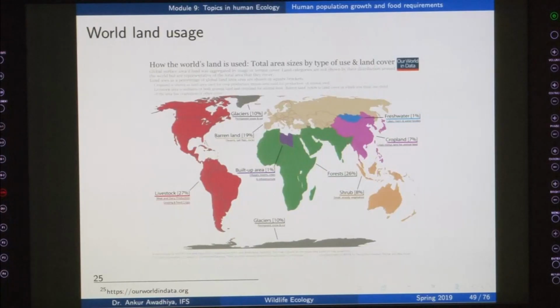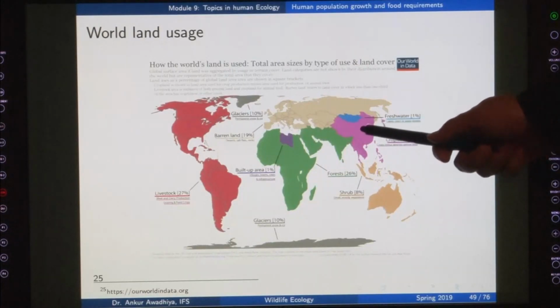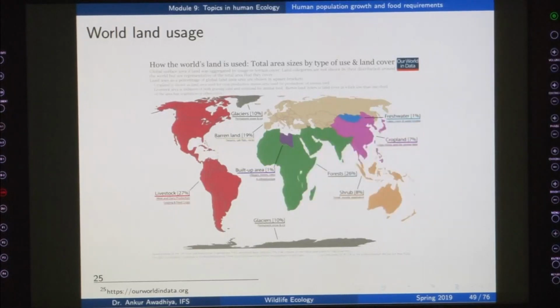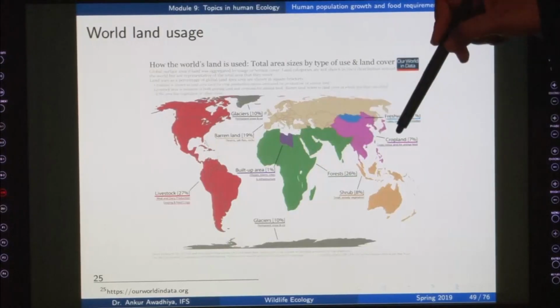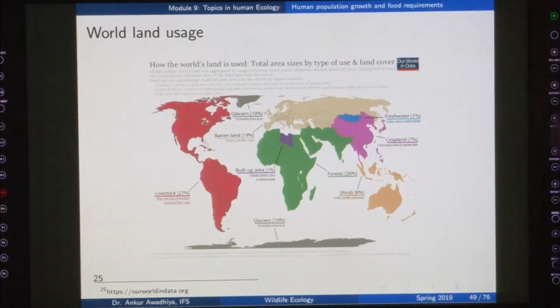And this proportion has not remained constant with time. We have tried to increase the amount of land that is available for croplands and for livestock. And how do we do that? Well, through time we have chopped up some of the areas of forest and we have diverted that land into agriculture, or maybe we have diverted some amount of shrubland into agriculture, or we have diverted some amount of barren lands into the agricultural sector.